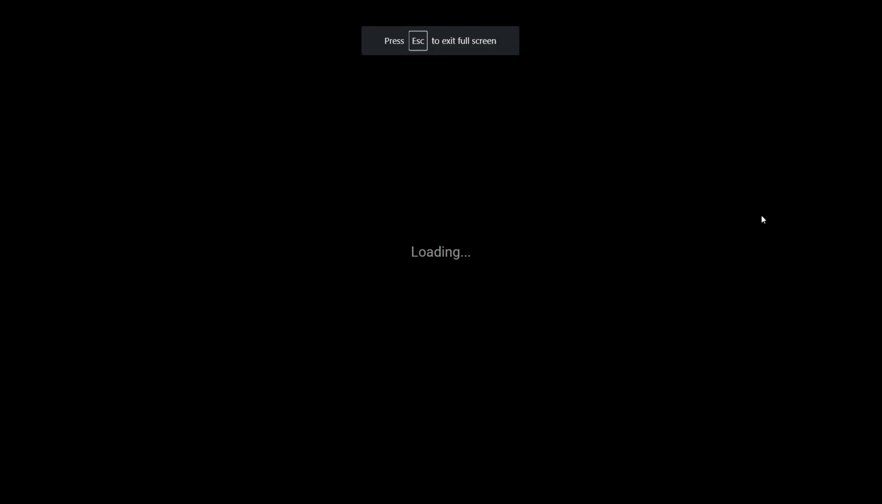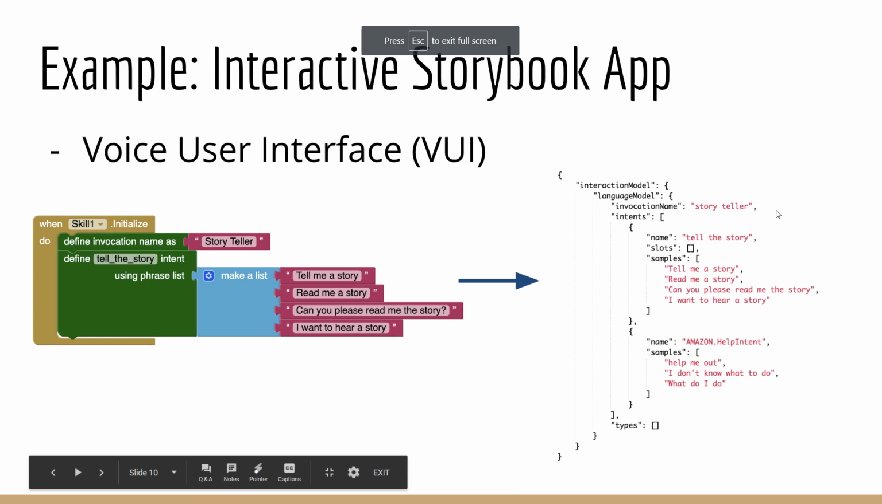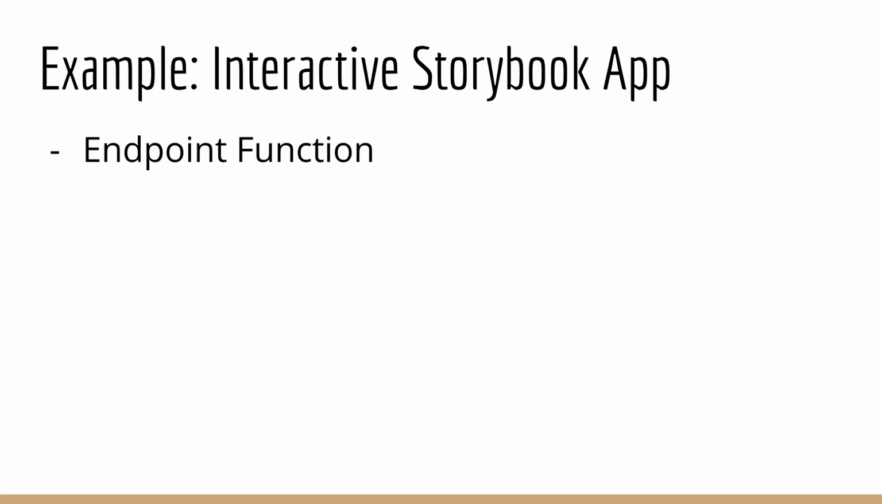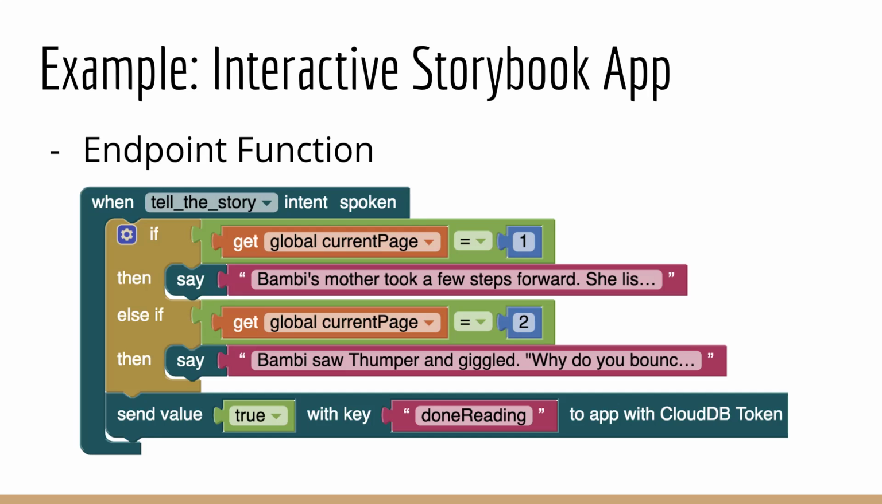Okay, so that's the first part, the voice user interface. But how does Alexa know what to do once you've said those trigger phrases? That's the second part, the endpoint function.